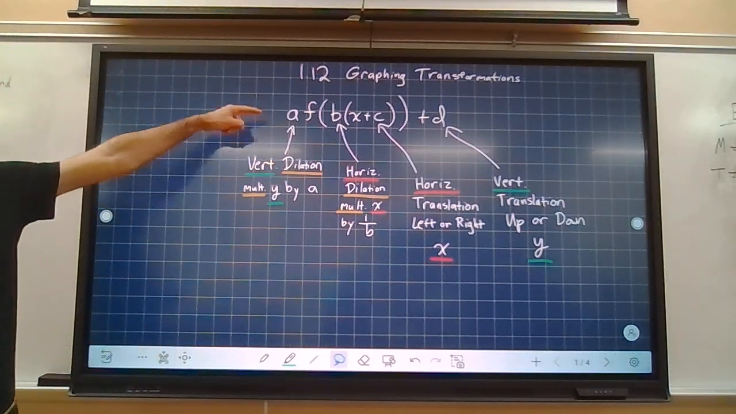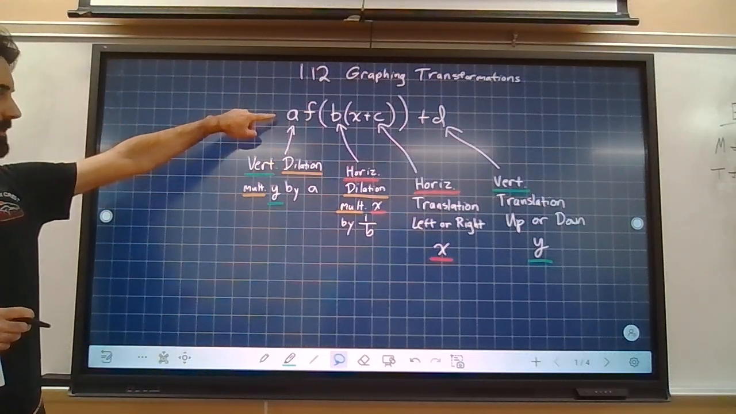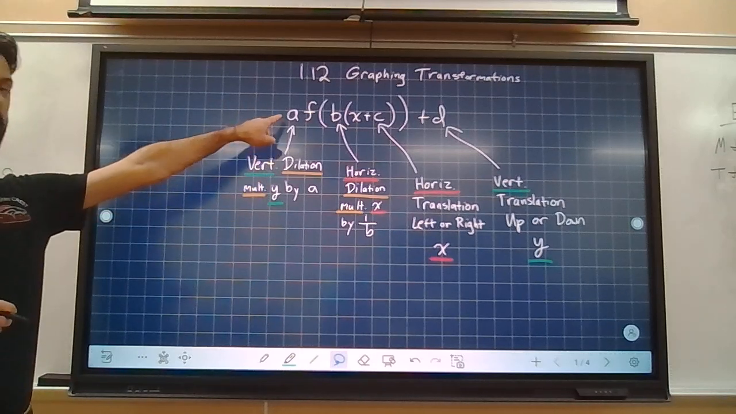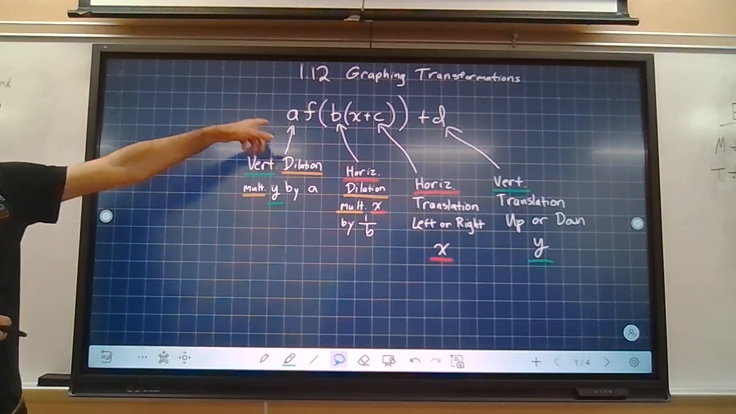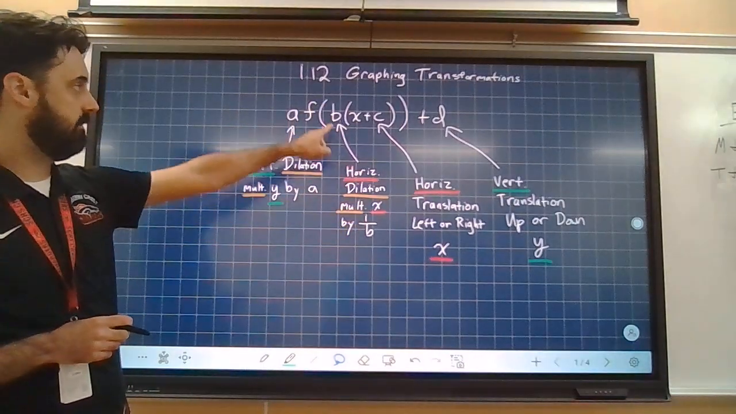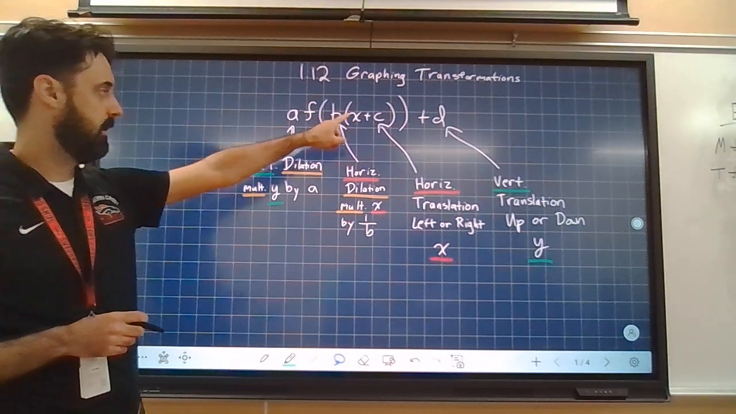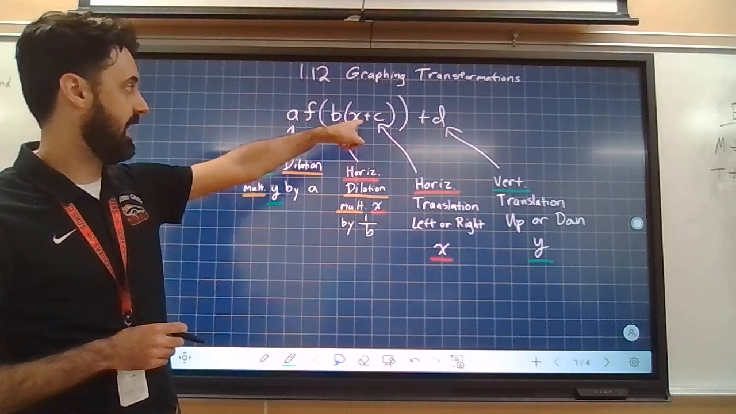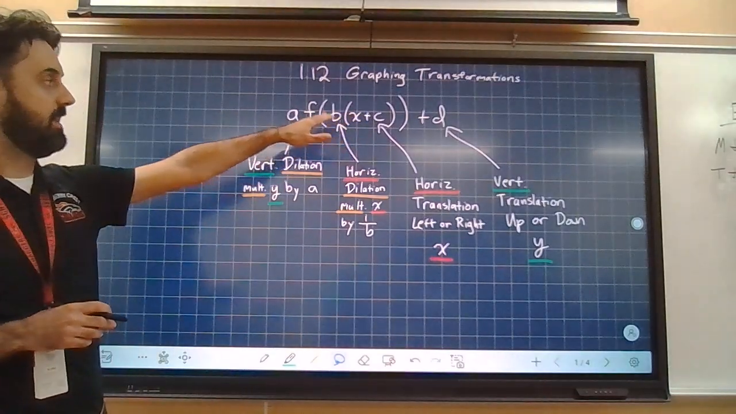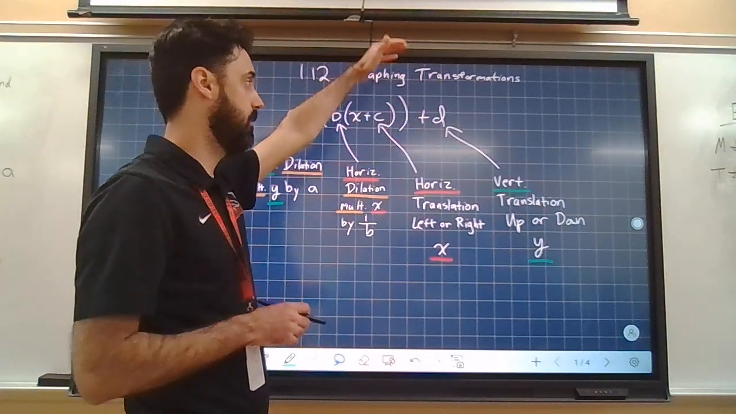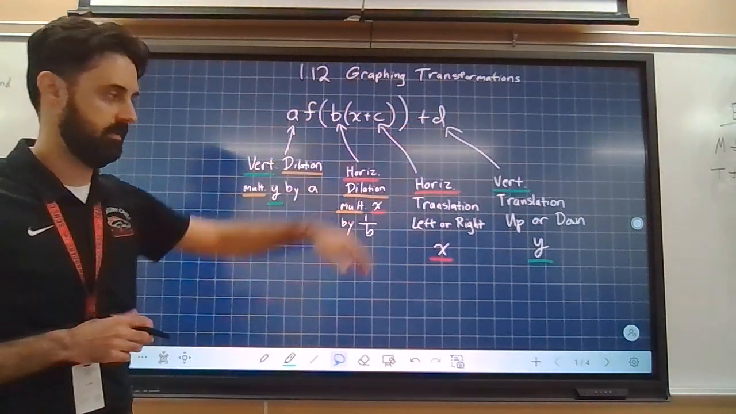Now, as we're graphing, the value in the front is going to multiply our y coordinates by whatever that number is right there. This is going to multiply our x coordinates, but by the reciprocal of whatever is right here. This is going to move it left or right. If it's a plus, it actually moves it left. Inside is opposite. And then a minus moves it right. And then out here, a plus moves the graph up. A minus moves the graph down.